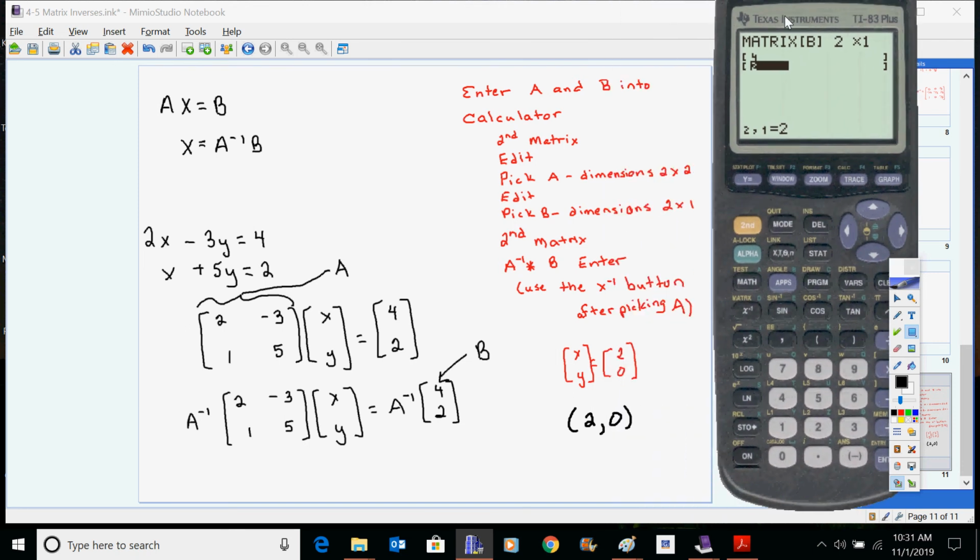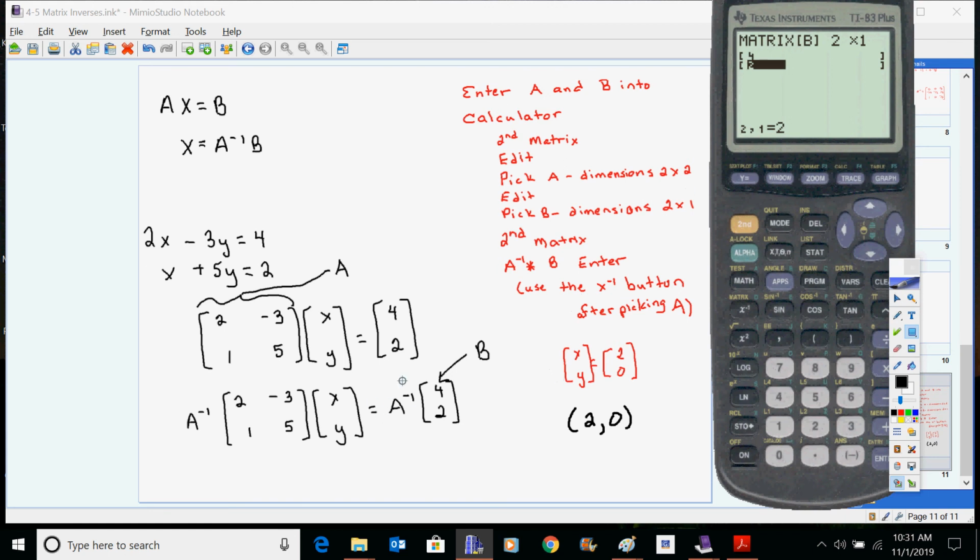The solution to the problem is found by taking, because you're doing A inverse on both sides, this will cancel out. Remember canceling out, like when you multiply by the reciprocal, it's the same thing. It's multiplying by the inverse. So this cancels out. And what we're putting in our calculator is just A inverse B.